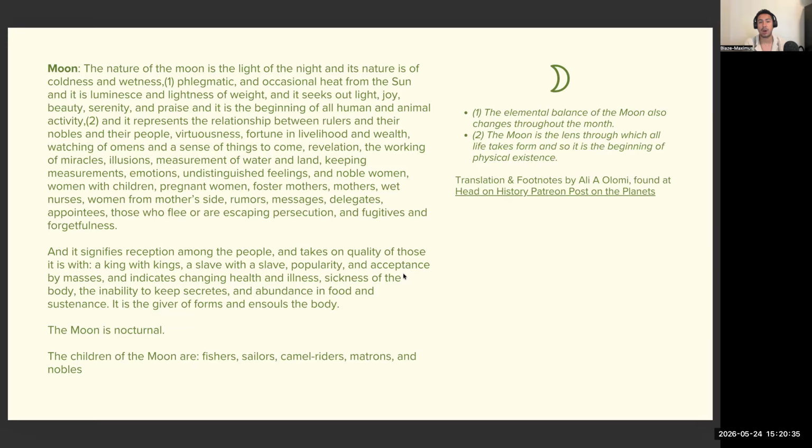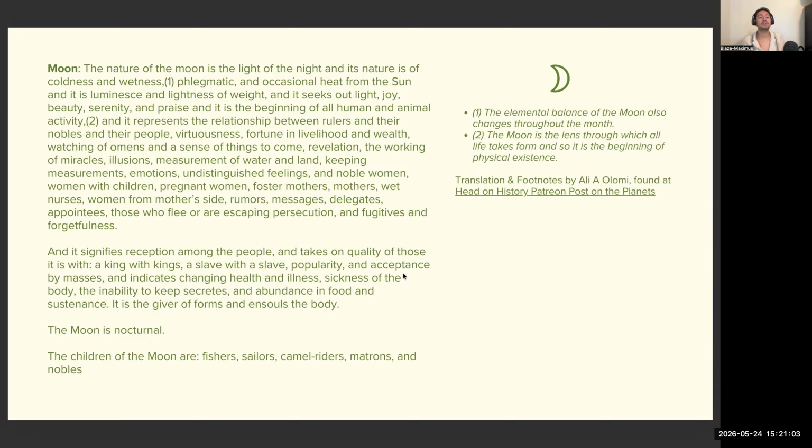There's also the measurement of water and land, keeping measurements. Yes, we talked about that. But also noble women, women with children, pregnant women, foster mothers. So not just, foster mothers are also mothers too. So they're also under the moon. And also mothers, period. But also wet nurses and all women from the mother's side of the family. It's also rumors, all messages, all delegates, and all appointees.